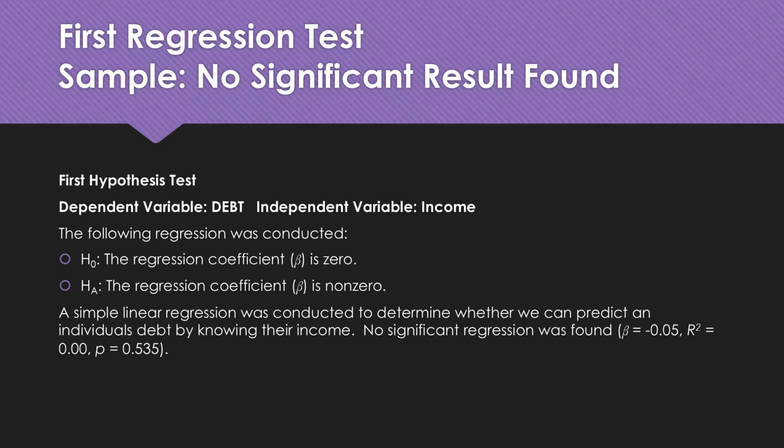A simple linear regression was conducted to determine whether we can predict an individual's debt by knowing their income. No significant regression was found. Beta equals negative 0.50, r squared equals 0.00, and p-value equals 0.535.